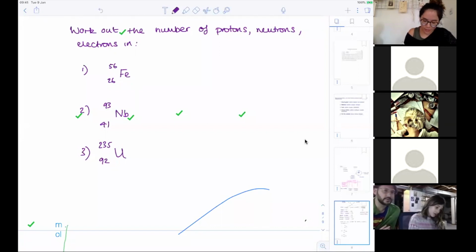Okay, so going through iron, number 1, the proton number is 26. The electron number, remember, which is the same, is 26. And then the difference between those two numbers is the neutron number, so that's 30. Did everyone get that right?